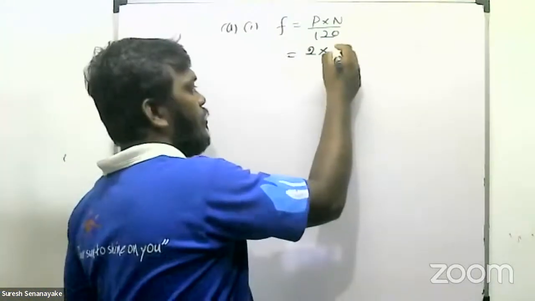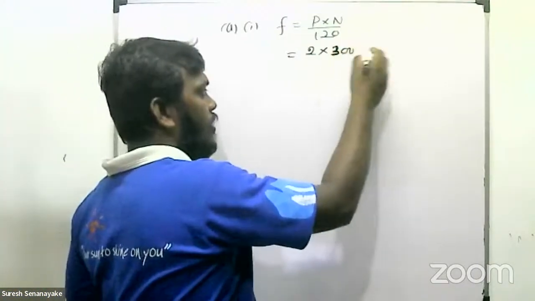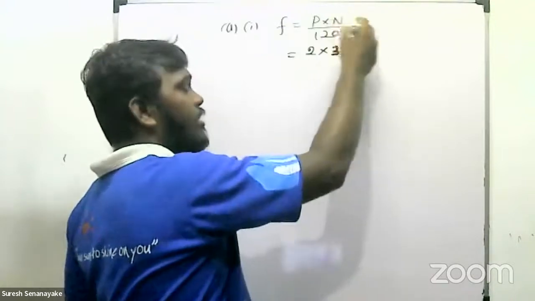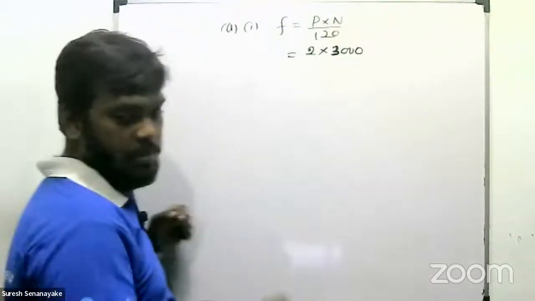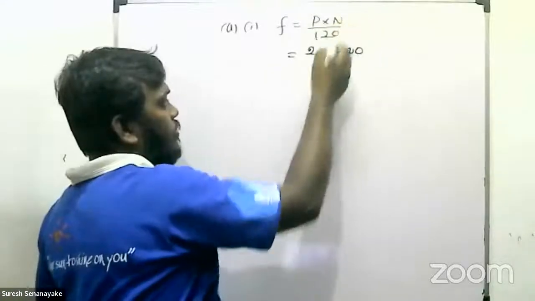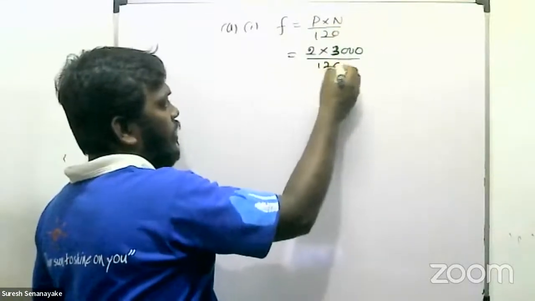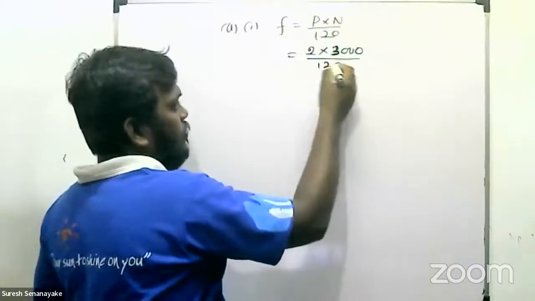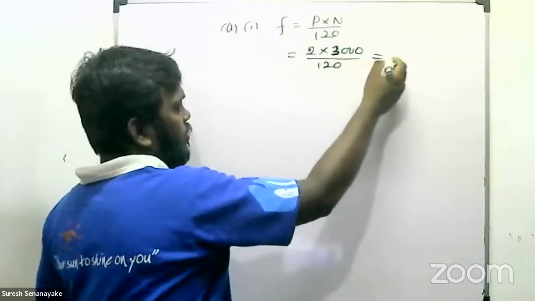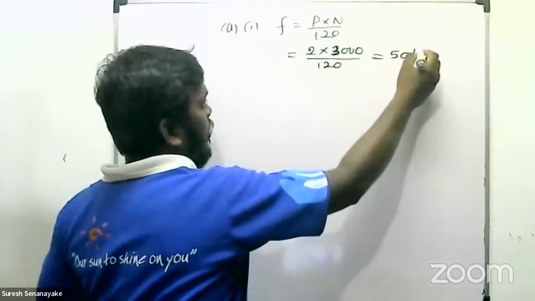You can substitute 3000. No need to convert it to other units because N is given in 3000 revolutions per minute, and the formula takes N in revolutions per minute, divided by 120. So 6000 over 120 is 50. That is 50 hertz.